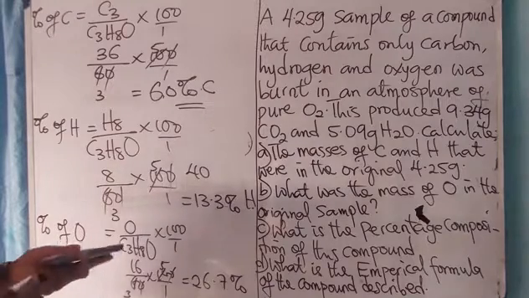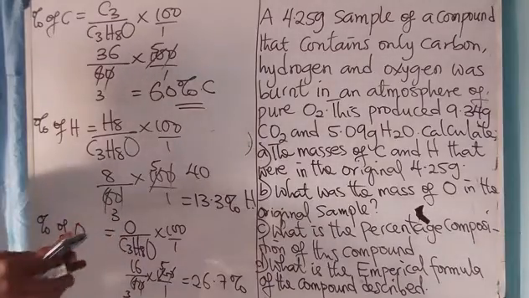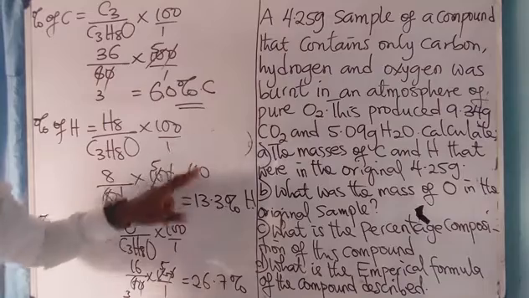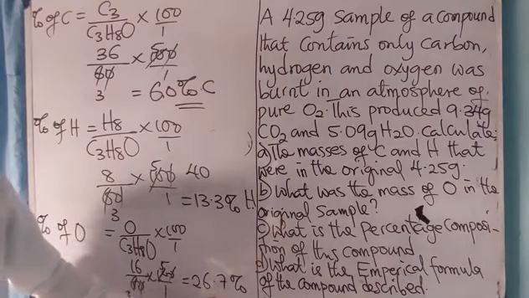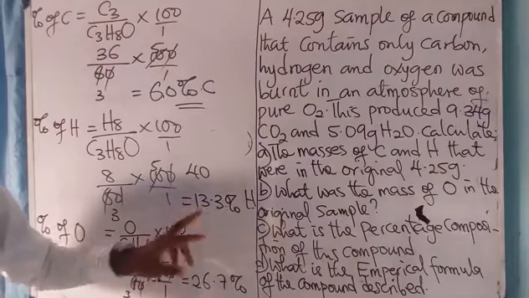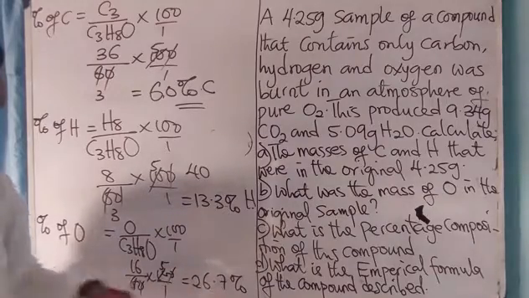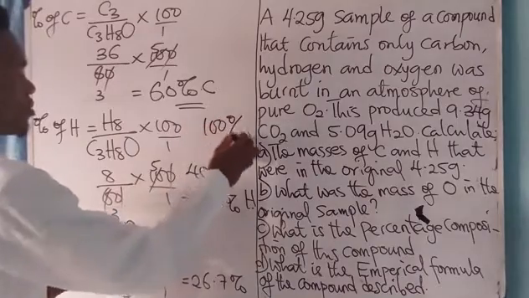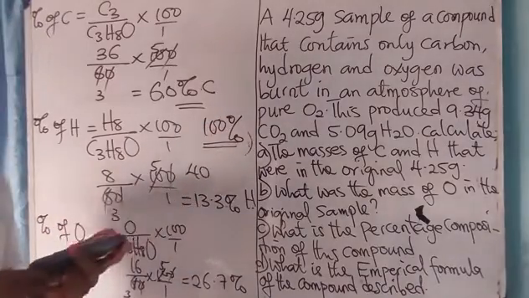So to know if what you have solved so far is correct, we have to sum everything together to get 100. Look at what I did. I said 60 plus 13.3 plus 26.7, and that gave me 100. So it means that what we've solved so far is very, very correct.